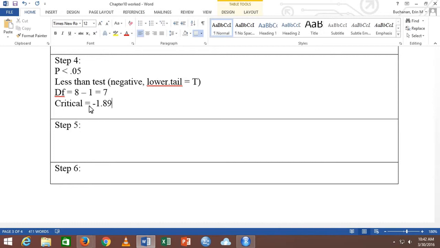So this is our cutoff score. I always think about this as the finish line. How far do I have to go to say this is a significant reduction in waste?